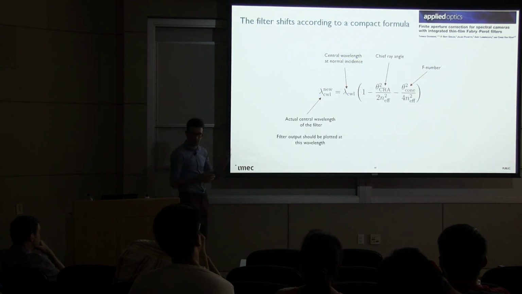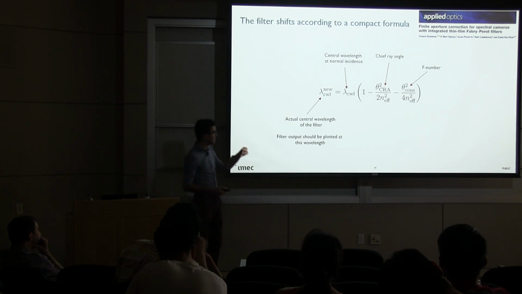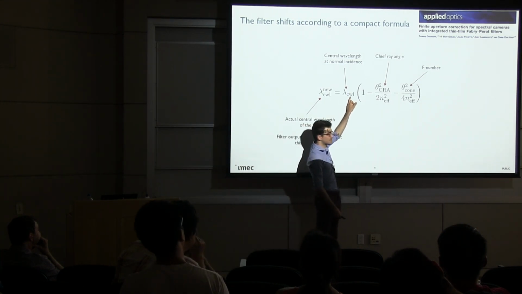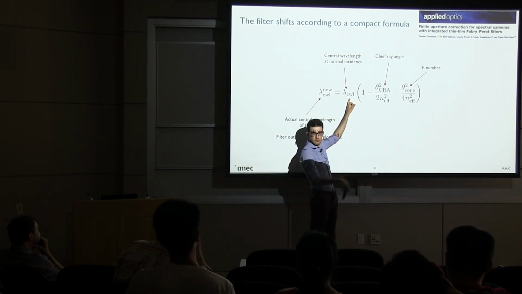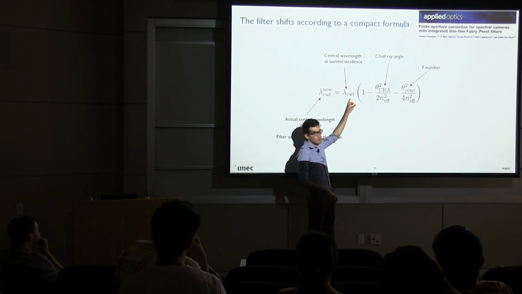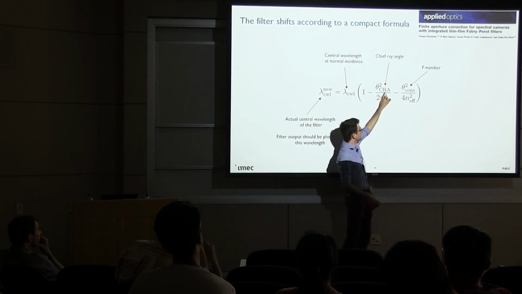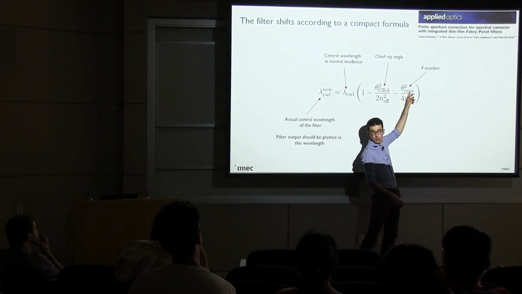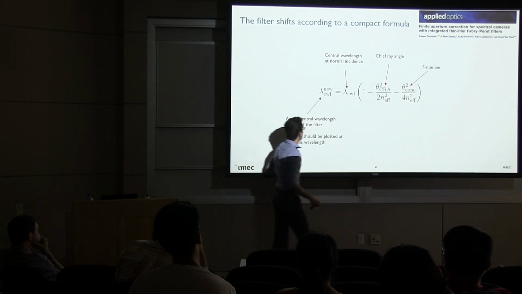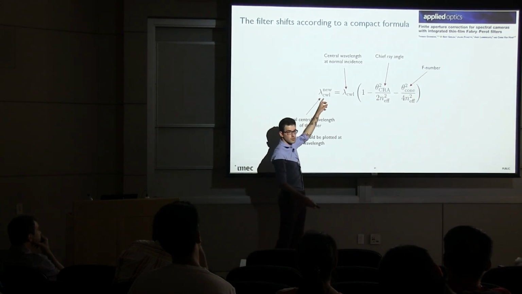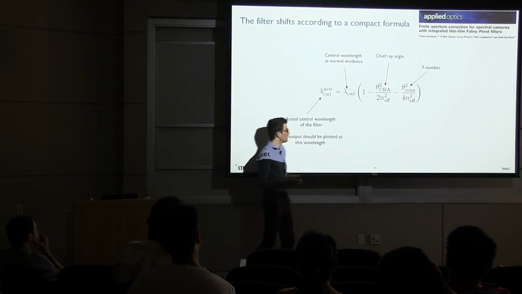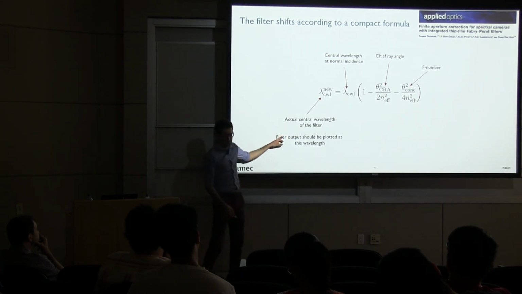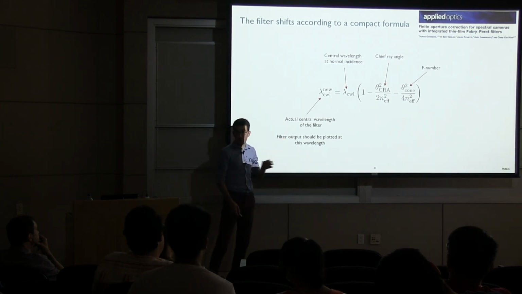And so the main result of this first analysis was this equation, where this lambda is the wavelength at normal incidence with collimated light. This is the one you design it for, basically, where you take into account the chief ray angle and the cone angle, which is the F number basically. And then this formula gives you the actual central wavelength at which your sample was taken. And so this is the position at which you should plot each filter output.